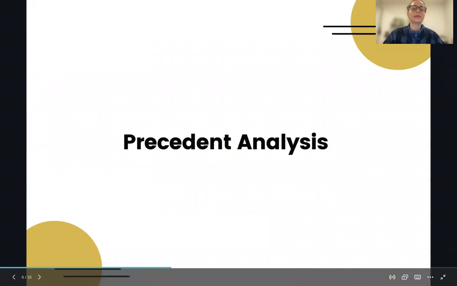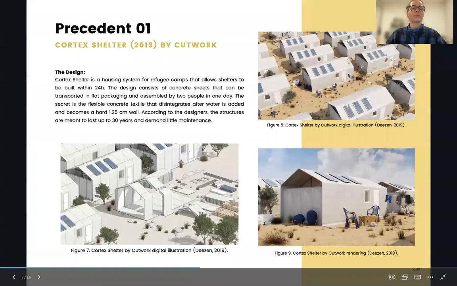So considering these frameworks, I have been analyzing 3 different precedents. The first precedent is the Cortex Shelter, which is a housing system for refugee camps that has concrete sheets that can be transported very easily because they are soft for some time, and then water can be added and they go to a hard shell kind of shape. And also they are very easy to construct, and they can be constructed in 24 hours.